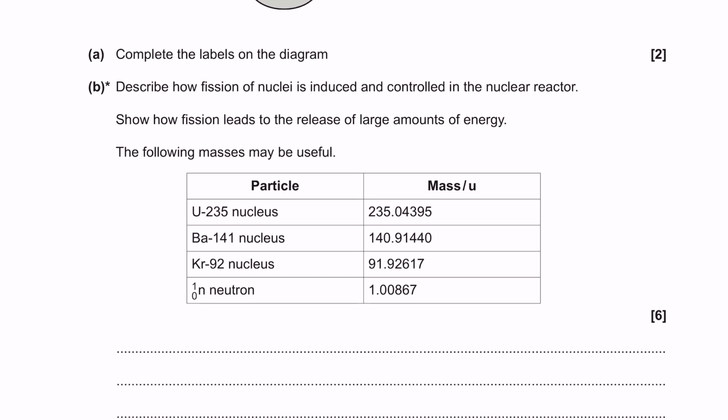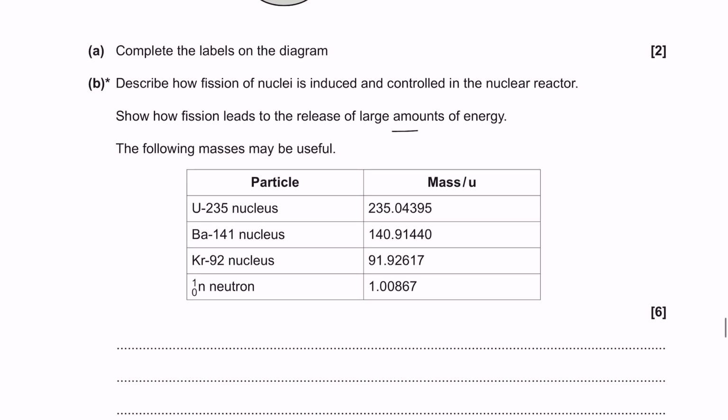So it says describe how fission of nuclei is induced and controlled in the nuclear reactor. That's a nice question. Show how fission leads to the release of large amounts of energy. Okay, so we have to think about the energy released as delta m c squared. And we've been given a bunch of data. So let's start by talking about the first part, which is the fission of nuclei induction and the control of that.